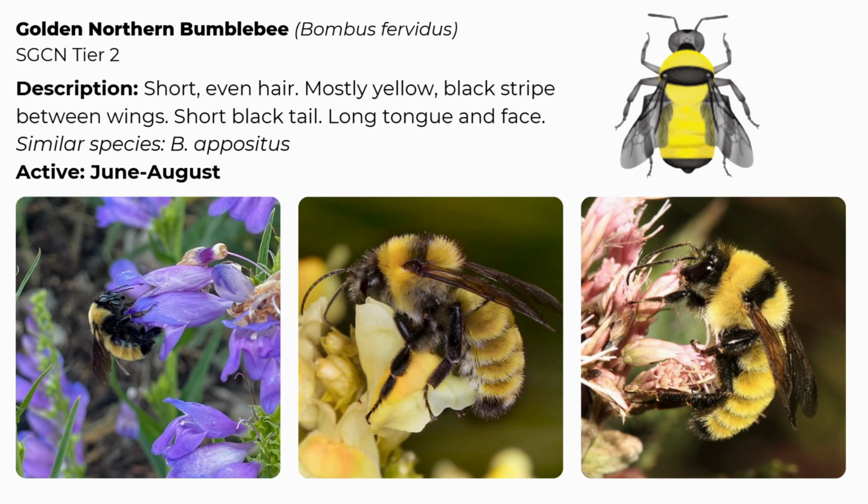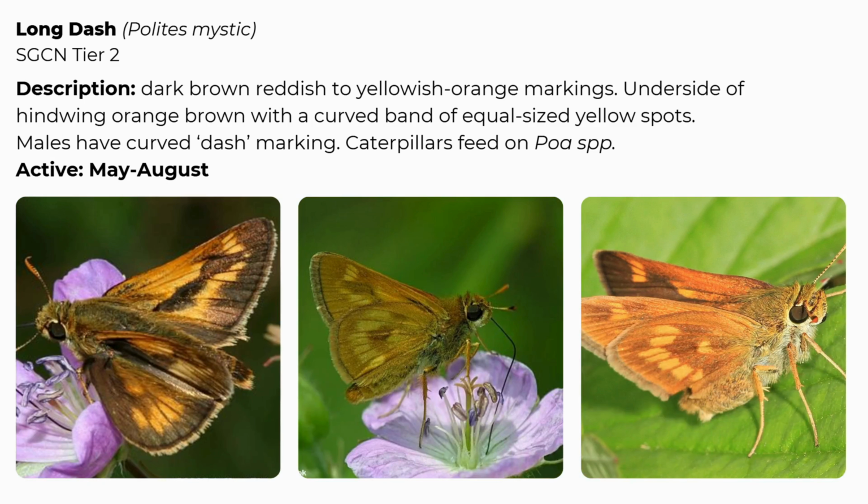The long dash skipper is also in our area as a tier 2 species. It mostly feeds on poa grasses. Some of the common names for that include bluegrass or meadowgrass or similar grasses are important for their life cycle for their caterpillars. So tightly tied to host plant distribution as well, and have sort of a curved band with the equal sized yellow spots on their wings that may be unique on the hind wing compared to some of the other skippers that we've looked at on this list.